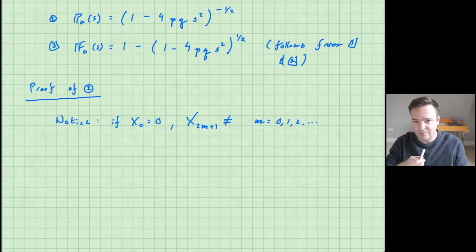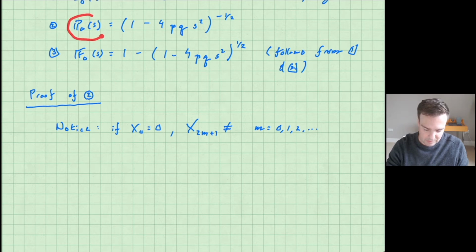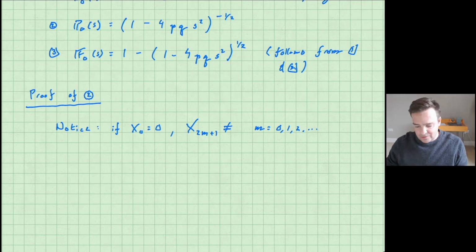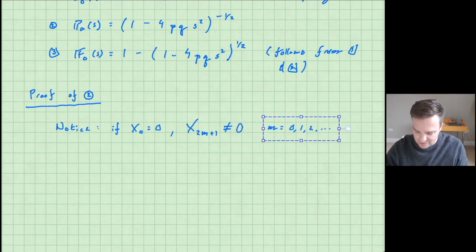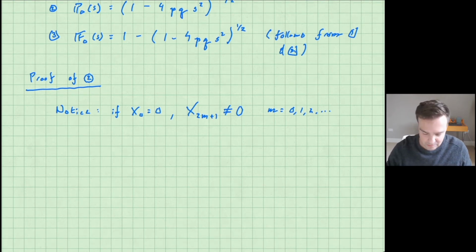If you started at state 0, the whole point of this proof is we're trying to figure out something to do with the probability of going from state 0 to state 0. That's what's going on here. That's a generating function for that quantity. So we're interested in going from state 0 to state 0, and if you start off at state 0, you have to take an even number of steps to return to state 0. Sorry, I should have written that. And so it's never going to be the case that x sub 2m plus 1 is equal to 0, because that would be an odd number of steps, right?